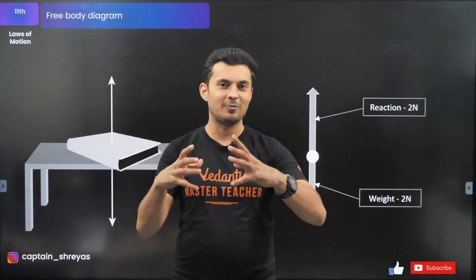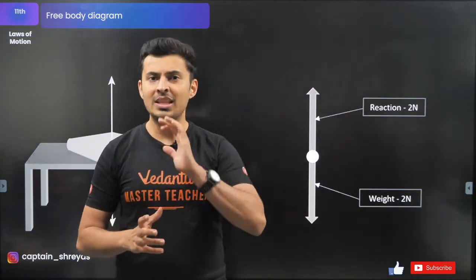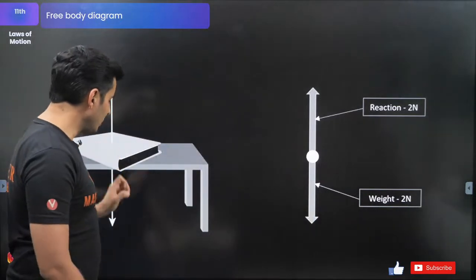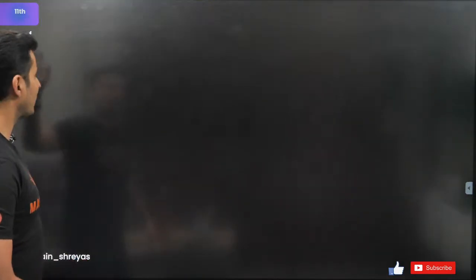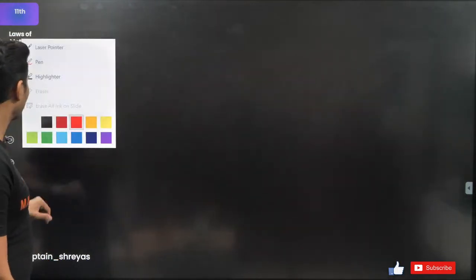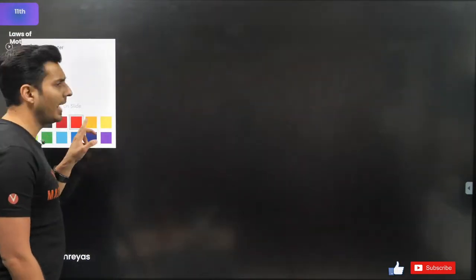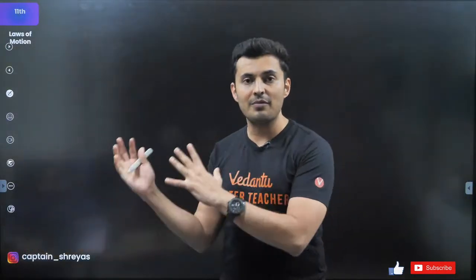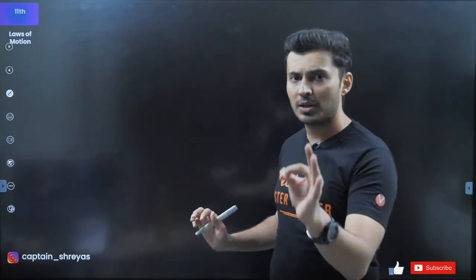Yes, on the system. Very good. Always on the system. Never show forces by the system. That's very important. So let's try to understand certain important aspects of the free body diagram. I'm going to give you certain important systems, and then we are going to draw the free body diagrams. So be with me. Lots of questions, application, concept, everything you'll understand if you follow the lecture properly.